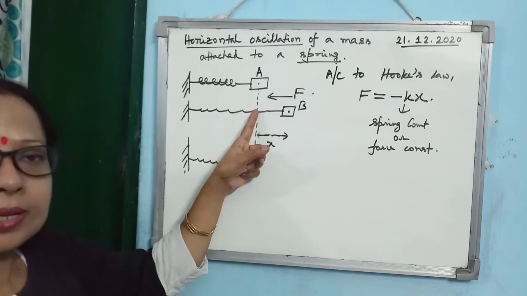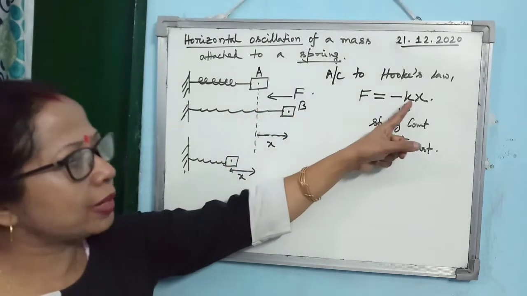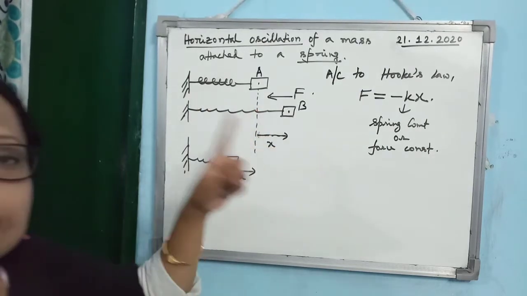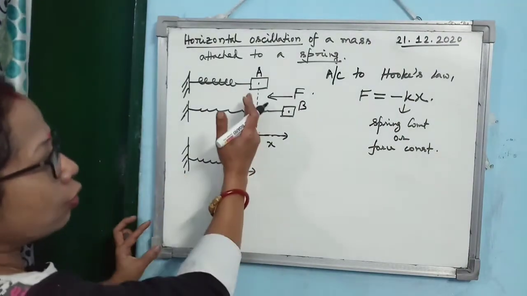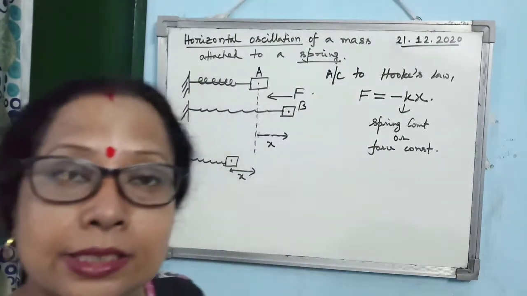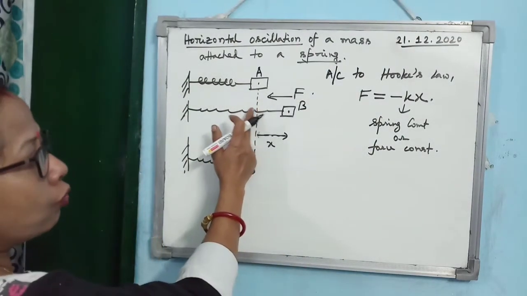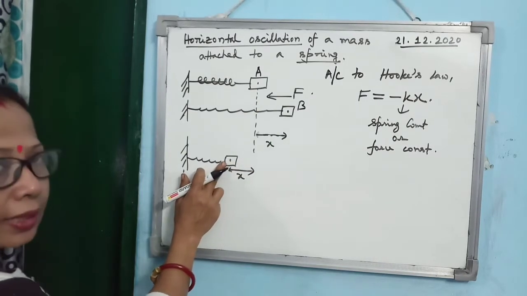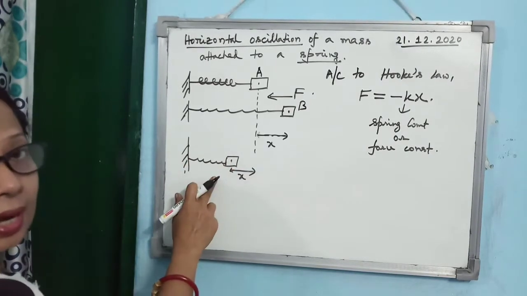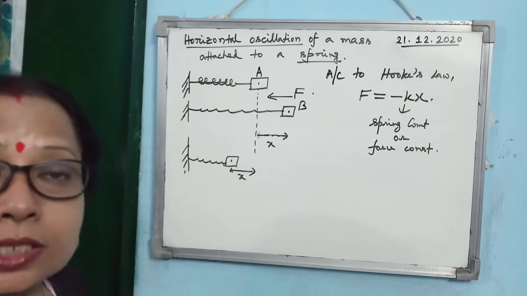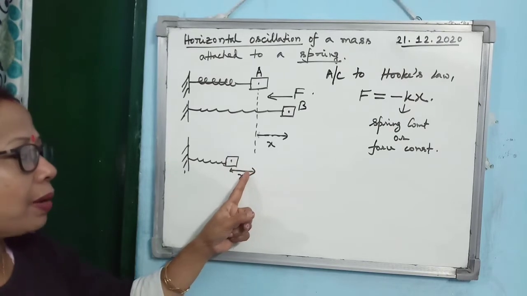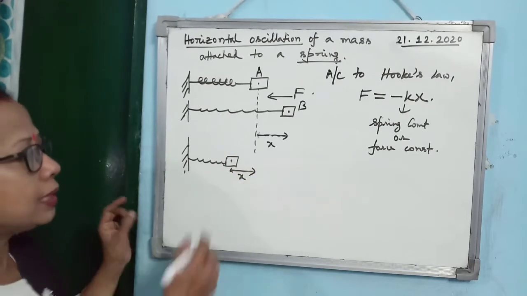The body will first come here. When the body comes here, x becomes 0 and the force acting on the body will be 0. But due to inertia of motion, the body will overshoot this position because it has already gained a certain amount of kinetic energy. It will overshoot and then start moving in this direction, compressing the spring, until the kinetic energy becomes 0, the velocity of the body becomes 0, after traveling the same displacement x in the opposite direction.